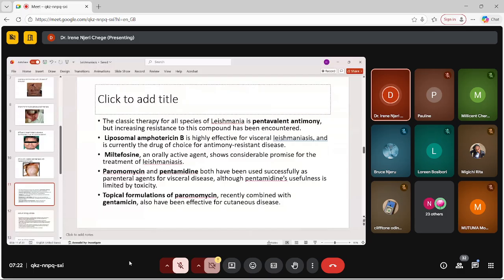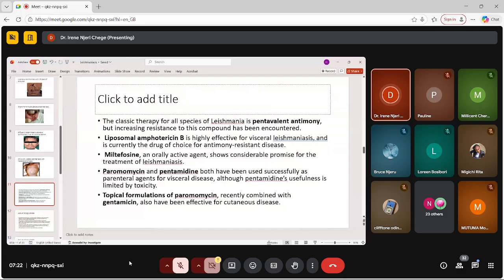We have then liposomal amphotericin B, which we've covered before. We have miltefosine, which we'll mention one or two things about. We have paromomycin, which we've covered before, and pentamidine. And then again gentamicin, another aminoglycoside. So these are some of the treatments that have been used for leishmaniasis.